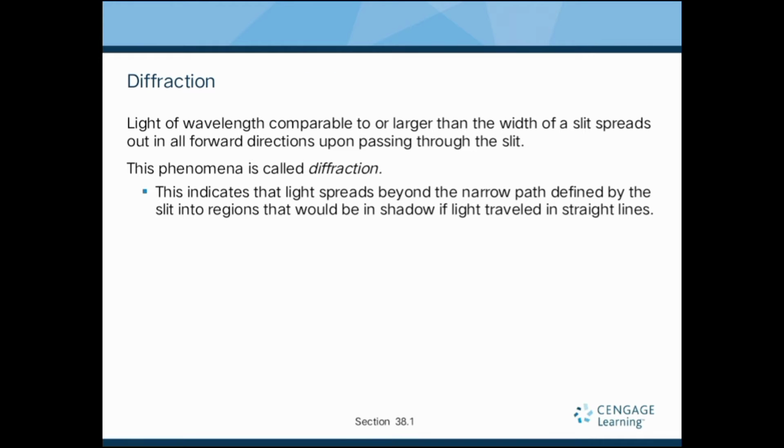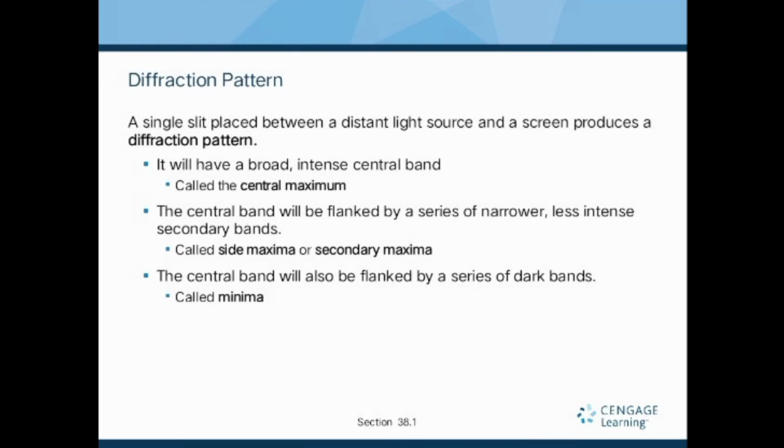Diffraction. Light of wavelength comparable to or larger than the width of a slit spreads out in all forward directions upon passing through the slit. This phenomenon is called diffraction. This indicates that light spreads beyond the narrow path defined by the slit into regions that would be in shadow if light traveled in straight lines.